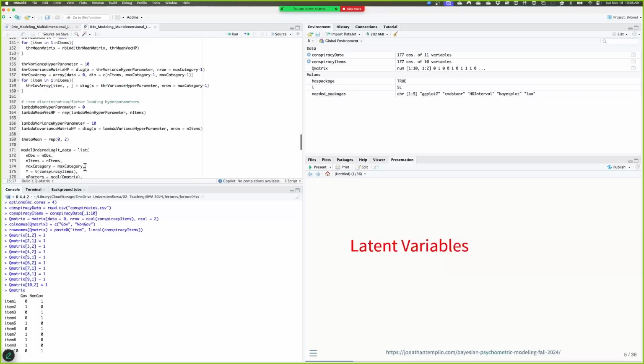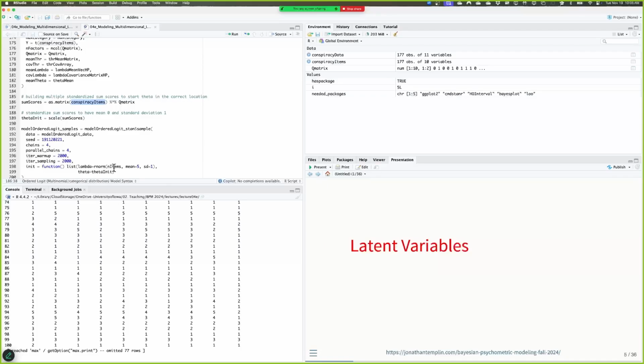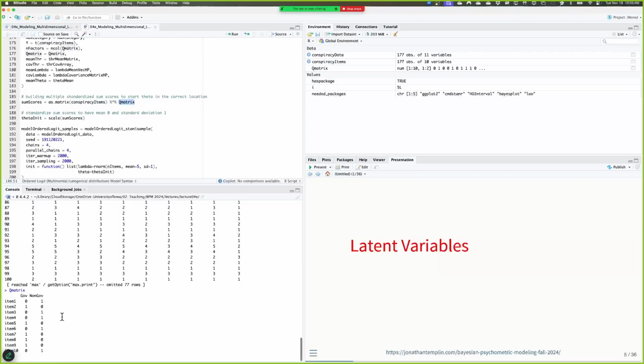Our data file right here, our conspiracy items. Well, it turns out what we need is no longer the total sum score. We need a sum score for each dimension, right? But not all items apply to each dimension, right? Only some items apply to the government dimension or the non-government dimension. So what we need to do is add together the items where there's a 1 in the Q matrix. Turns out that's a matrix product. All right, hooray, we can use that.